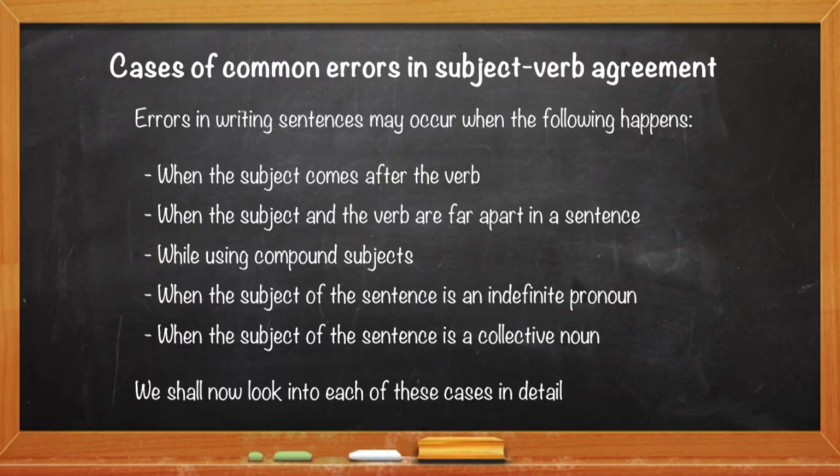Cases of common errors in subject verb agreement. So, when do we make errors in subject verb agreement in written sentences? When the subject comes after the verb, when the subject and the verb are far apart in a sentence, while using compound subjects. So, these are the common pitfalls. When the subject of the sentence is an indefinite pronoun, and when the subject of the sentence is a collective noun. So, these are the areas where errors may occur while writing or speaking.